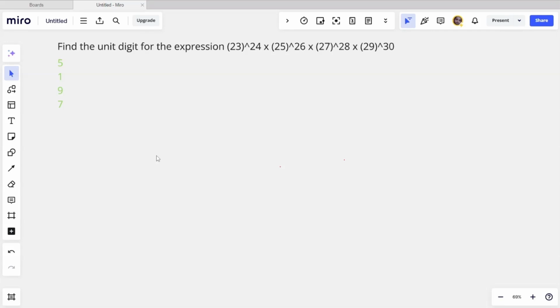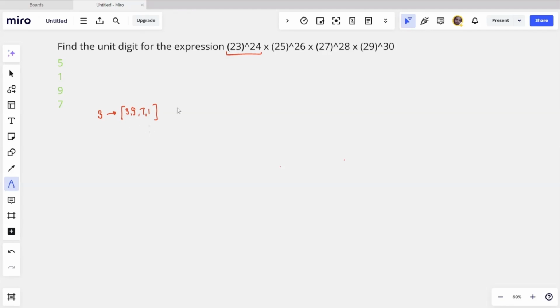Find the unit digit for the expression 23 raised to the power 24. We will try to solve this part of the expression first, 23 raised to the power 24. As we know the concept of power cycle, the first step will be to find out the power cycle of 3, because our base unit digit is 3. So the power cycle of 3 is nothing but 3, 9, 7, 1.